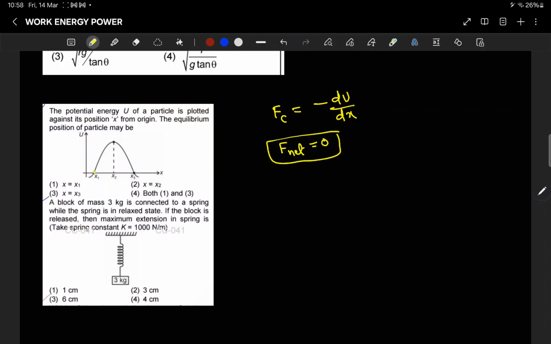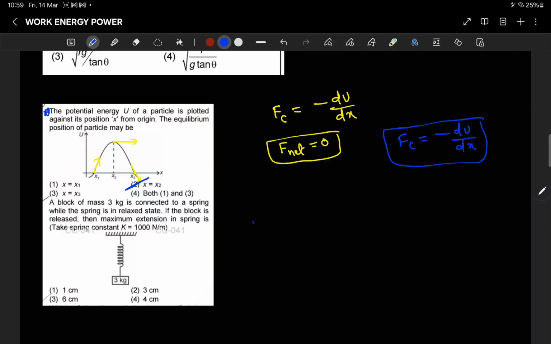Now at x1, the slope is not 0, the slope is positive. At x3 also the slope is not 0, students, it is negative. But at this point x2, you see the tangent here, tan theta, the slope is 0, tan 0, so slope 0. The slope is 0 at x equal to x2, so force is 0. It is a conceptual question only, it is important, students. So conservative force Fc, just remember, equals minus du by dx, or minus du by dr for position vector. Okay, students.